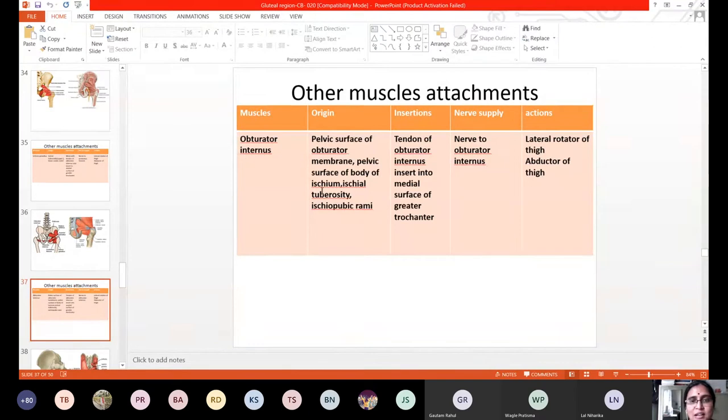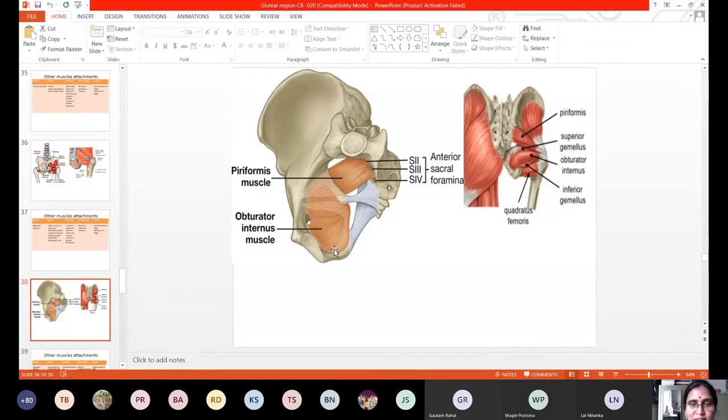The obturator internus, as the name indicates, arises from the pelvic surface of the obturator membrane. Here you can see the obturator internus. This is the pelvic cavity. The surfaces of the bone facing towards the pelvic cavity are known as the pelvic surface. Remember this, very easy. So obturator internus arises from the pelvic surface of the obturator membrane, and the pelvic surface of the ischium.